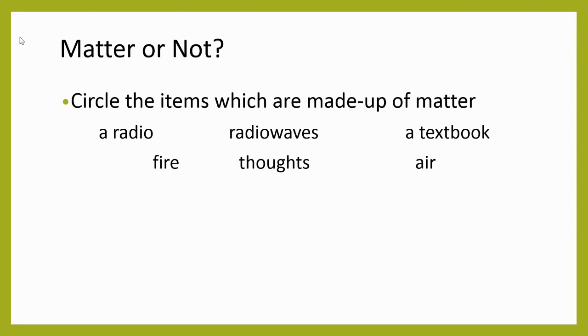Okay, so here I have 6 different examples of things, and I want you to think about whether or not they are made up of matter. So remember, anything that has mass and takes up space. So pause the video, go ahead and circle the ones you think are made up of matter, and then we'll move on in a second.